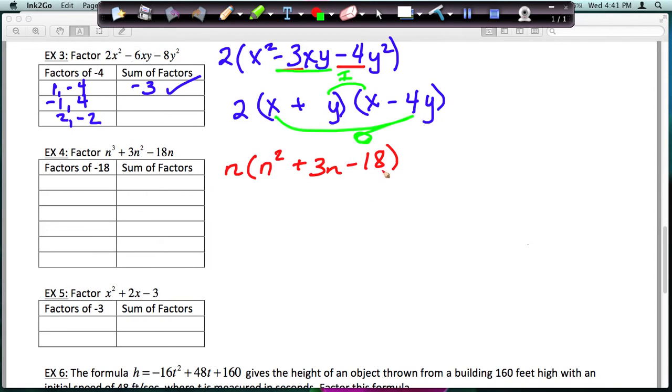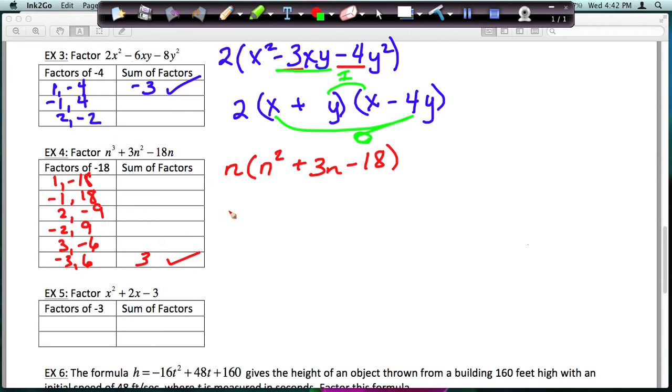Now I need two numbers that multiply to be negative 18. So again, it's negative, which means my signs are going to be opposite. So I'm going to have 1 and negative 18, negative 1 and 18, 2 and negative 9, negative 2 and 9, 3 and negative 6, and negative 3 and 6. And I'm looking for the combination that adds to be a positive 3. And usually, again, it's towards the bottom where the numbers are closer together, since that's such a small number. And it happens to be this last one. These two combinations add to be a positive 3.